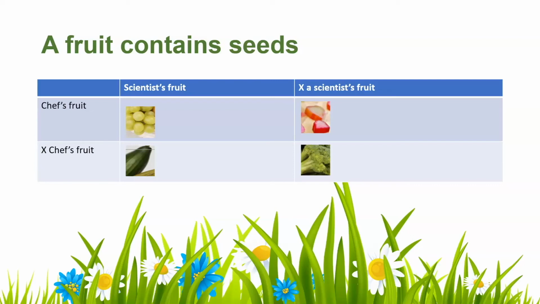Cucumber contains seeds. It's a scientist's fruit. However, there are not many chefs who would use it for pudding. Rhubarb is something that is often found in a crumble or a pie, so it'll be a chef's fruit. But scientists don't count it as a fruit because it has no seeds. Broccoli is in the not chef's fruit, not scientist's fruit. As you found out previously, it's a flower. It doesn't contain seeds. And hopefully, we don't have it with custard.